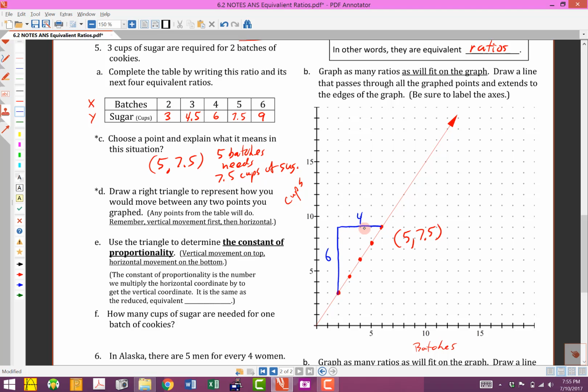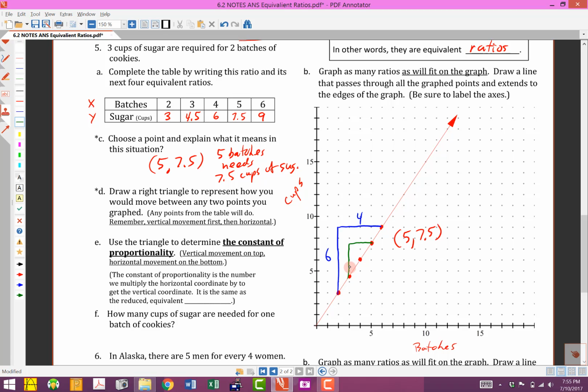And it says use the triangle to determine the constant of proportionality. So what I'd like you to notice is that no matter what points we picked on here, like let's say that we picked these 2 right here. So let's say we went from here up to here, and we were to figure out how far we went up.